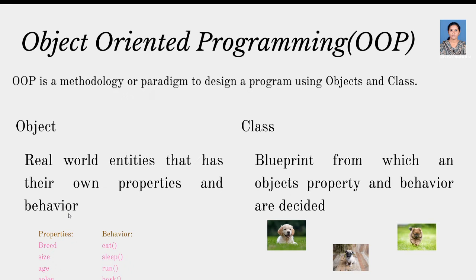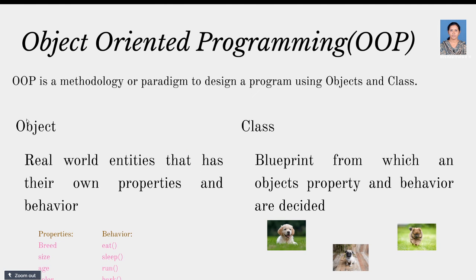And next, the class. A class is a blueprint from which an object's properties and behavior are decided. Based on the blueprint, it acts accordingly. If we consider a person as an object, then the person may be an employee or a family man, or he can run a business, but the properties of the person will not differ in any case.